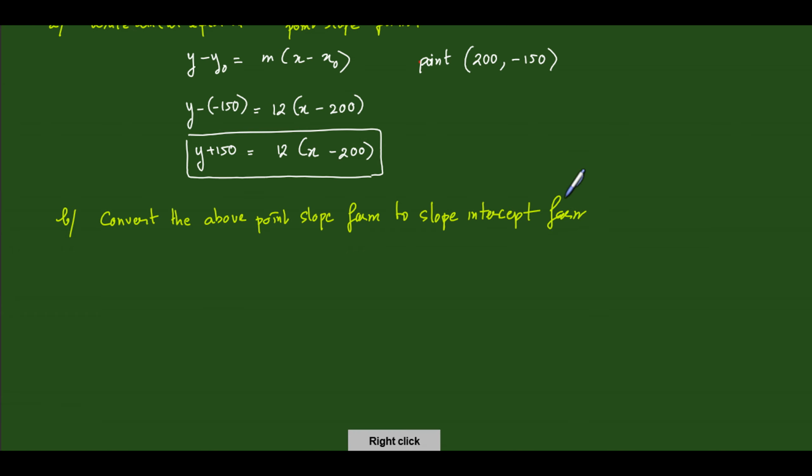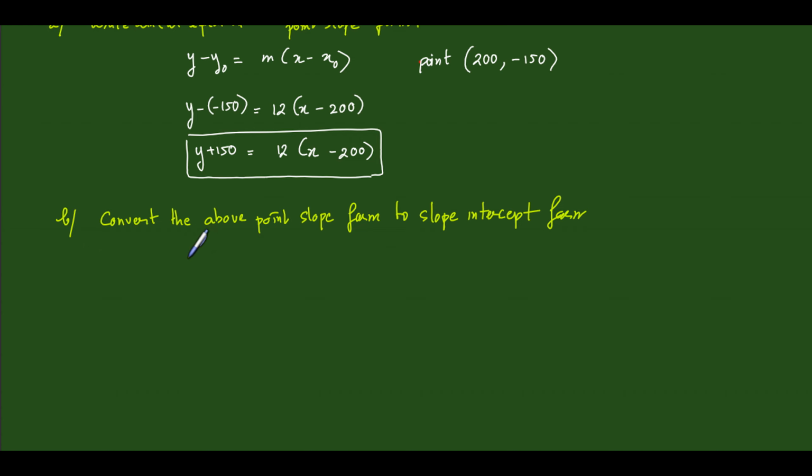Remember what I say? No matter what form you want to use, every time you want to write a linear equation in one of the forms, you must have a point and the slope. It means that the point slope form and the slope intercept form are related to each other. You can convert from one form to another form. So in this question B, I want you to convert this form to slope intercept form.